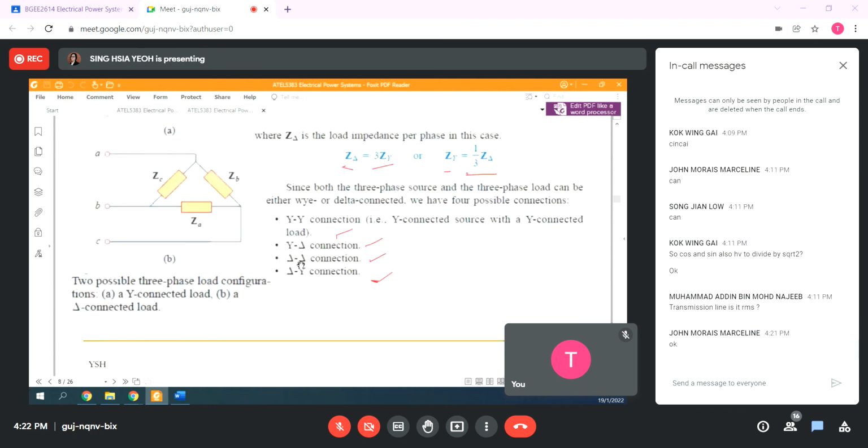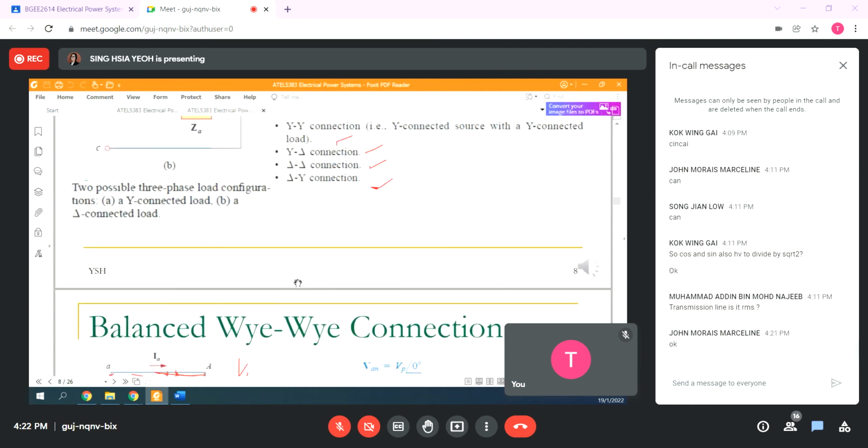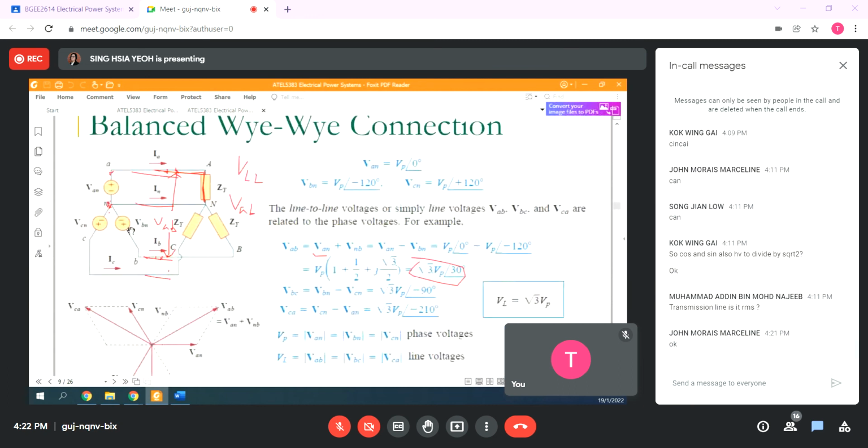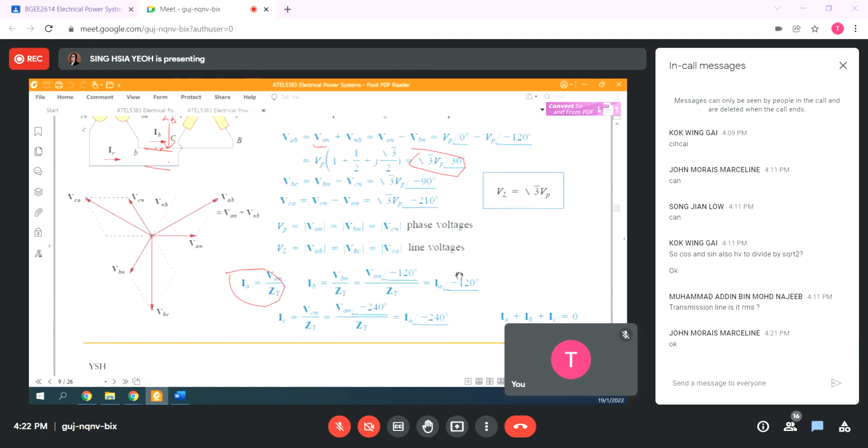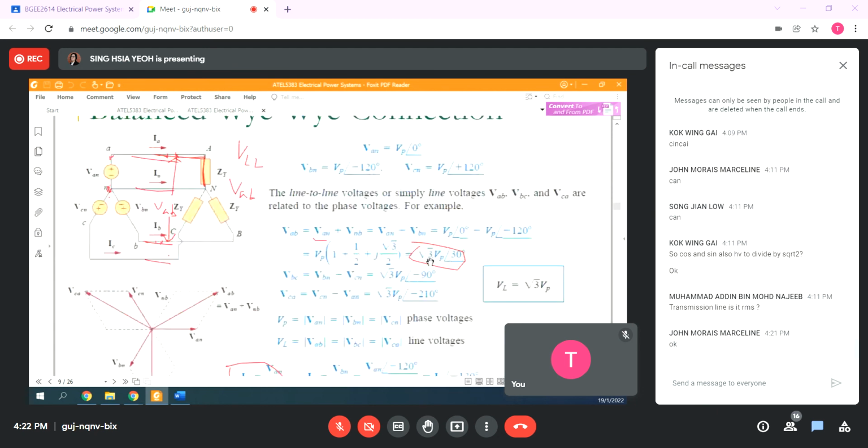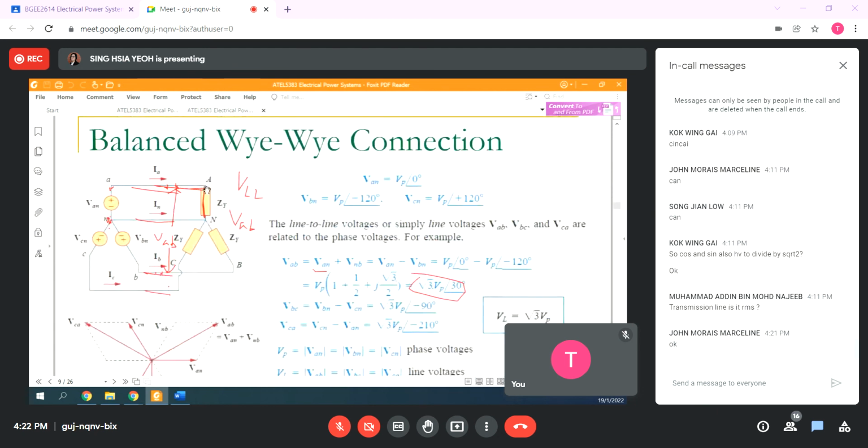So the main thing here is actually Y-Y, Y-delta, delta-delta, delta-Y connection. So you need to know how to see. Okay, this is Y connection. In a Y connection, the voltage here is the same as the voltage here. So if you want to find the line voltage, it is different, because this is AN. The line voltage means VAB. So VAB will be equal to √3 VP angle 30 degrees. So that's all. For line current, actually it's like this.